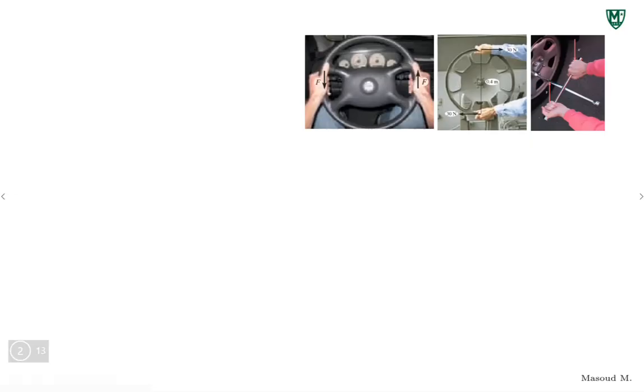This is called a couple. The definition of a couple is two forces that have the same magnitude and act in opposite directions. So let's put it under moment of a couple.